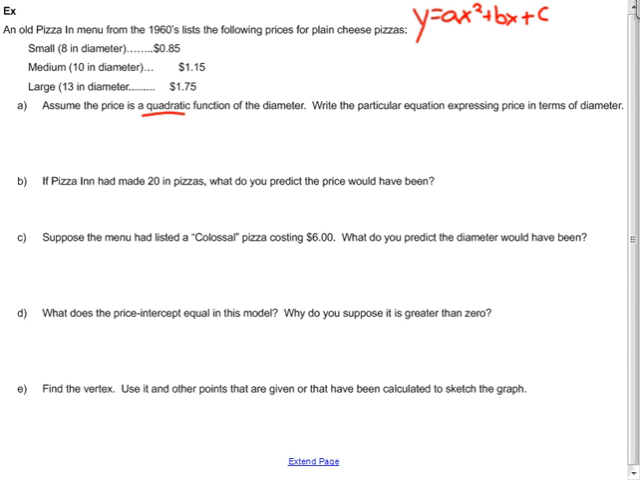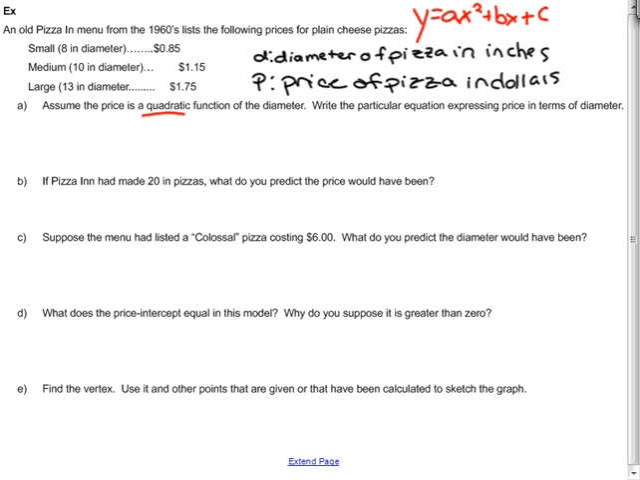So I need to start by defining my variables, looking at the information that they give you. I'm going to be defining them with D and P. What's important for you to understand is which is your independent variable and which is your dependent variable. It says assume the price is a quadratic function of the diameter, meaning diameter is your control. Diameter is our control, which means diameter is that quote-unquote x value. So this is going to be the coordinate point D, comma, P.